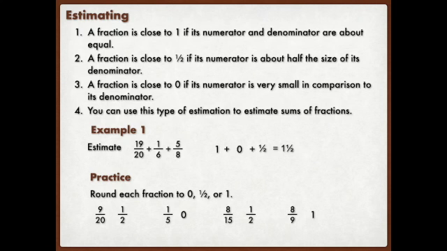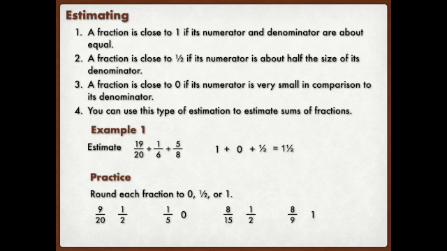Now, we've talked at the beginning of the year about estimating what is close. So a fraction is close to 1 if the numerator and denominator are about equal. If the fraction is close to half, that means the numerator is about half of its denominator. So like 1 over 2, that's going to be half. 2 over 4, that's going to be half. And a fraction is close to 0 if the numerator, that top number, is a very small number compared to the denominator. You can also use estimation to estimate sums, okay, addition.